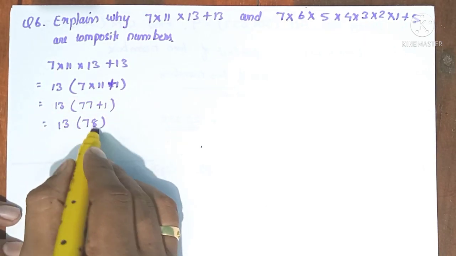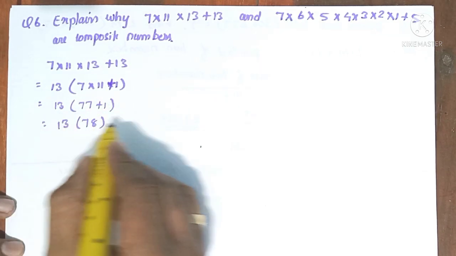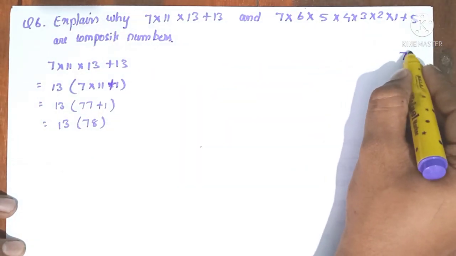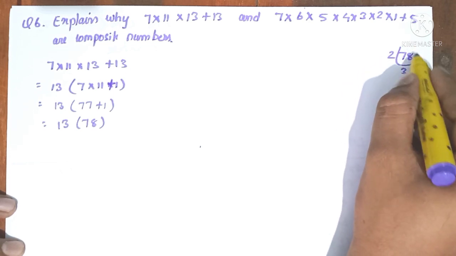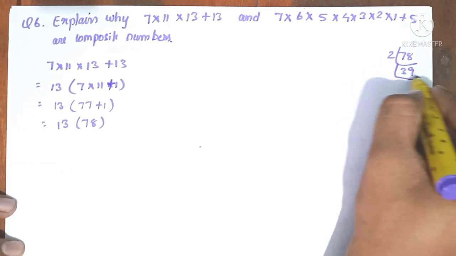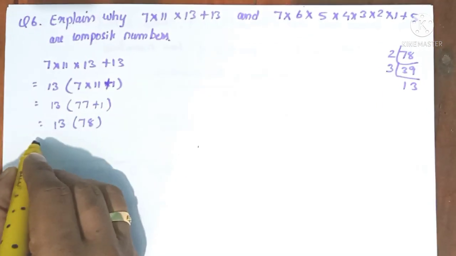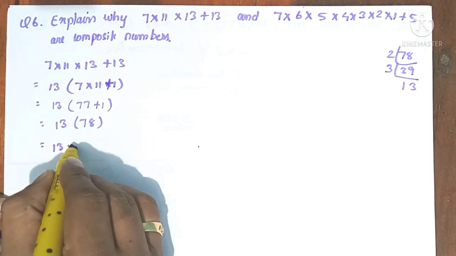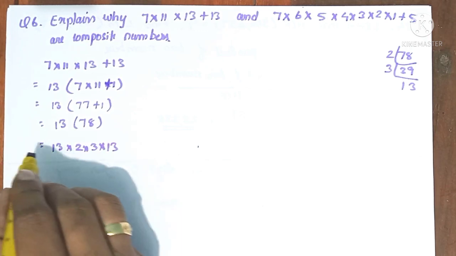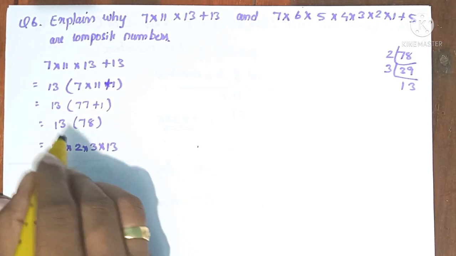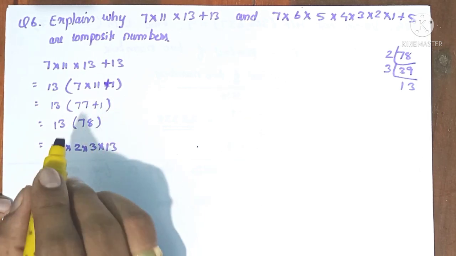So 78 has prime factors like 2, 3, 13 and so on. For example, 78: 2, 3 2s are 6, remaining 18, 9 2s are 18. So we can do it with 3, 13. So we can write 2 into 3 into 13. Since this number has more than two factors, this number is a composite number.